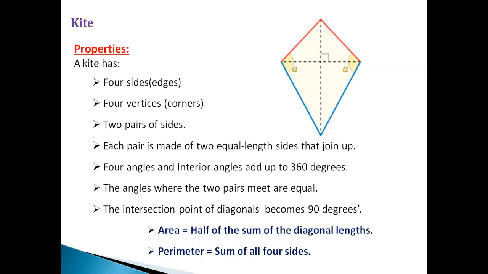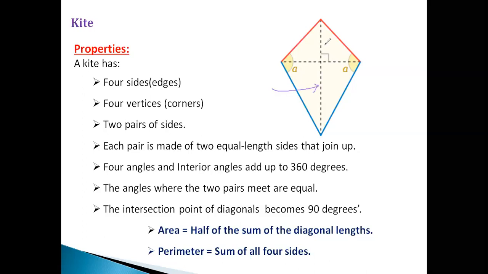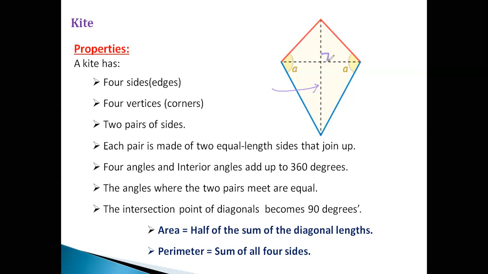Again, the total angles form 360 degrees. What do you mean by diagonals here? The dotted lines, right? One is the bigger diagonal and the other one is the smaller diagonal. You can see that at the intersecting or bisecting place, it forms a right angle.